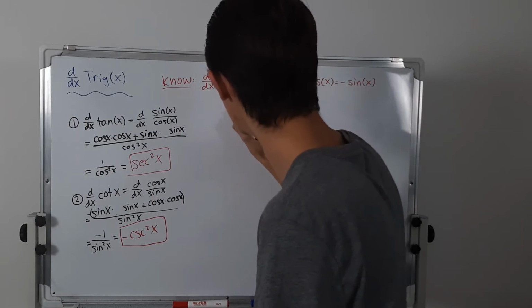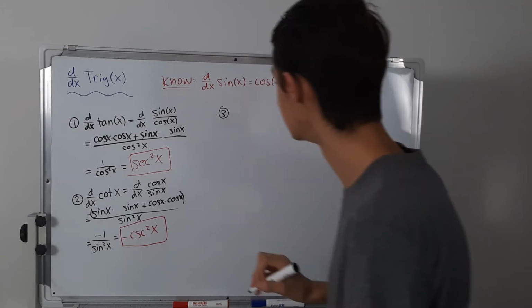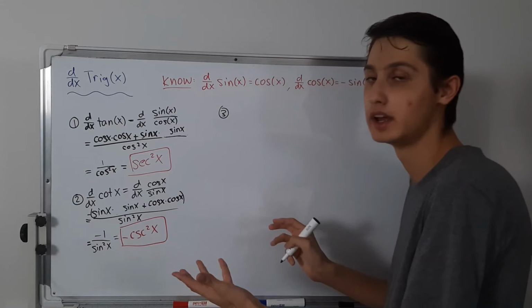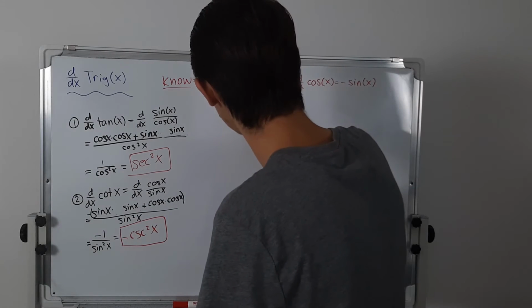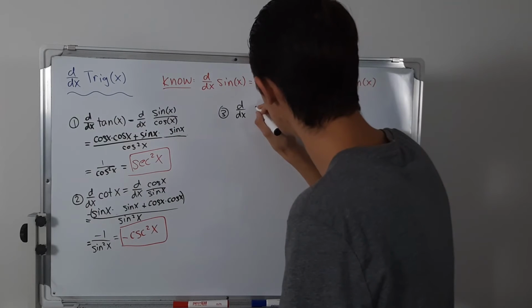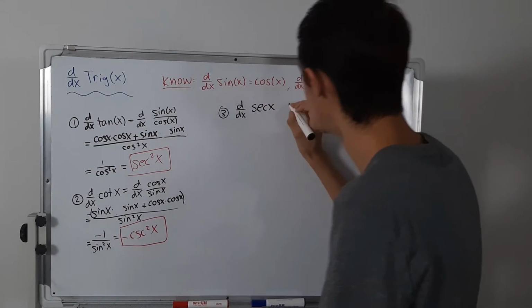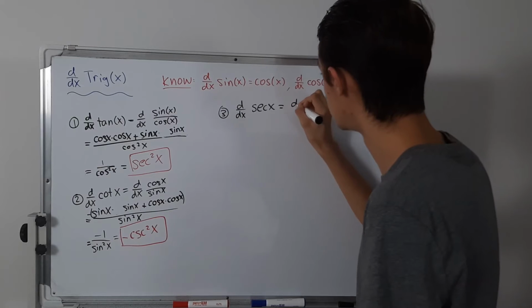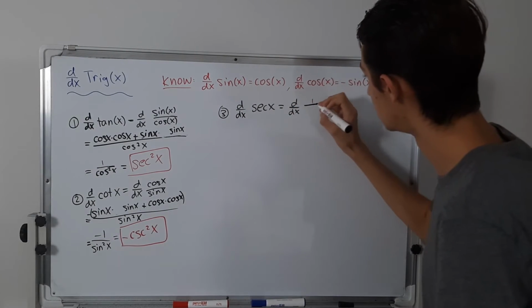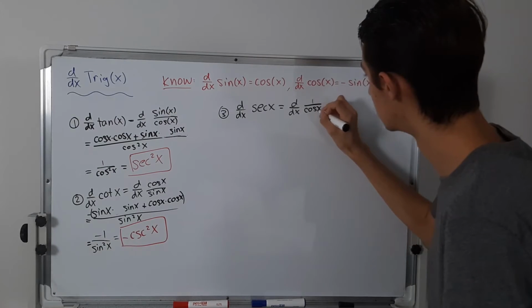So the last two are actually super easy. We're not going to use the quotient rule anymore. Goodbye quotient rule. I mean, we could. I'll show you why, but yeah, so we're going to take the derivative. Let's just do secant, because it really doesn't matter, right? So this, remember, is the derivative.